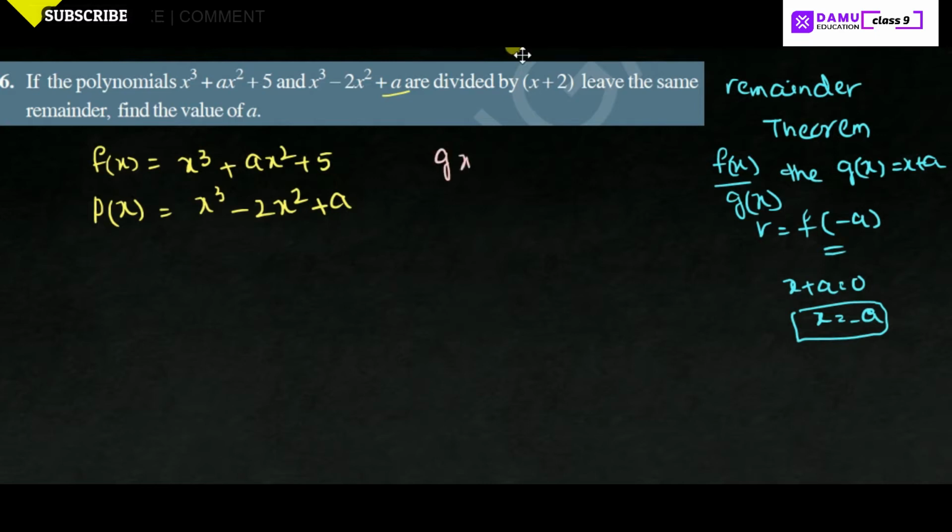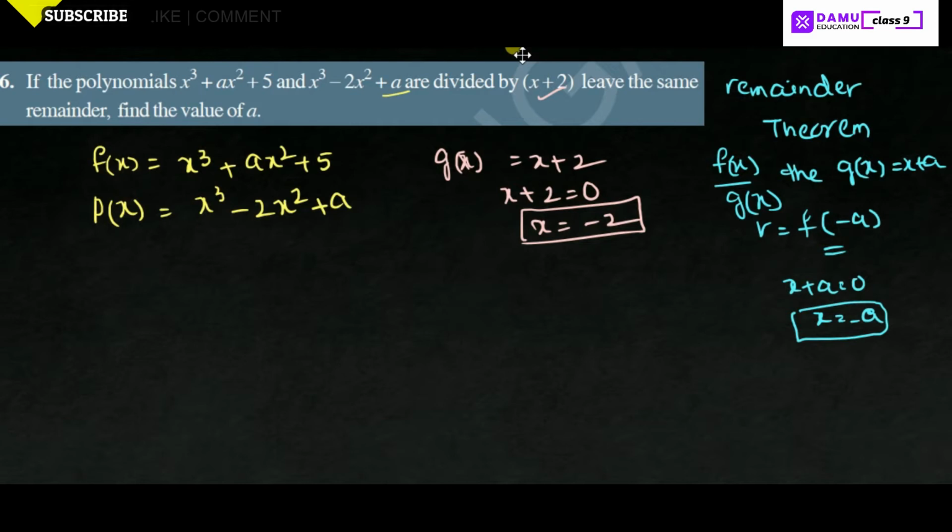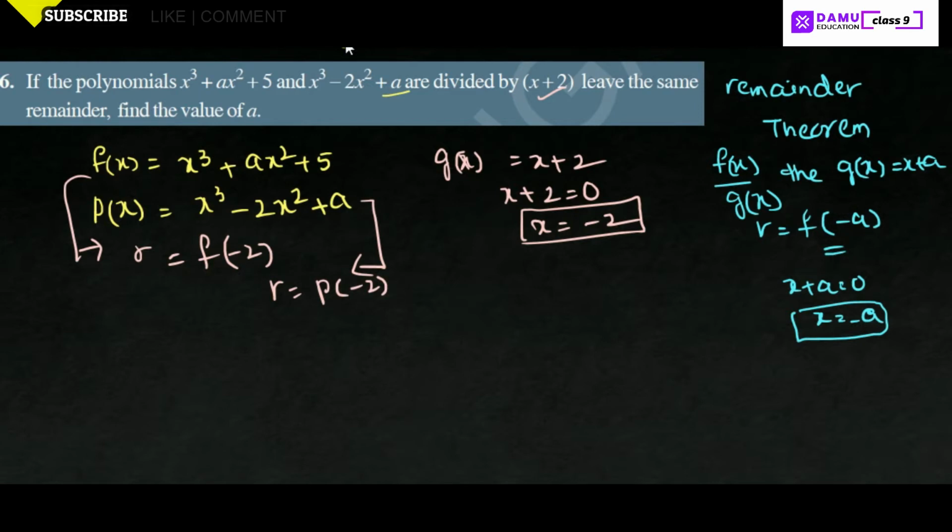So let's take g of x. Here g of x will be equal to x plus 2. So x plus 2 is equated with 0, then x is equal to minus 2. So we have calculated the x value from g of x. If we substitute that value in f of x, the remainder will be f of minus 2. For this function, the remainder will be p of minus 2. They are both equal, that is, the remainders are the same.